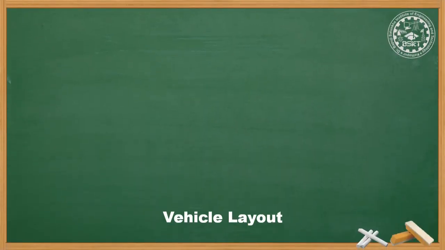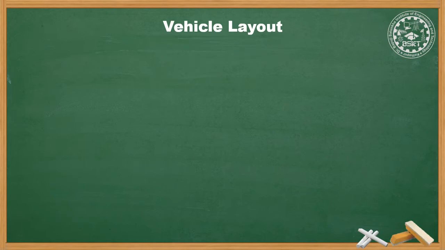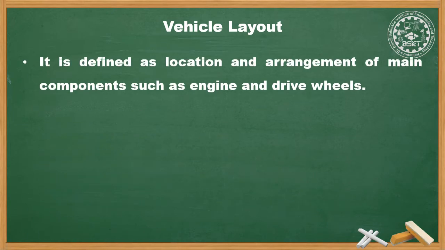Starting with first, vehicle layout. Vehicle layout is defined as the location and arrangement of main components such as the engine and drive wheels. It can be divided into various categories as front wheel drive, rear wheel drive and four wheel drive.